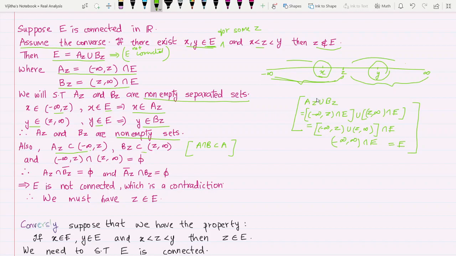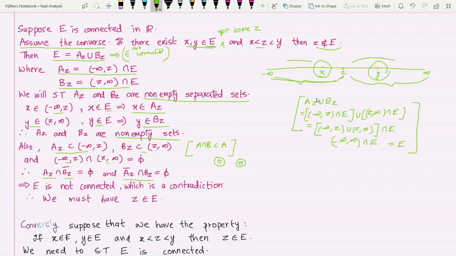Since the intersection of (minus infinity, z) and (z, infinity) is the empty set, and Az and Bz are subsets of these, their intersection is empty. Also the intersection with the limit points is empty. That is, we can say that Az intersection closure of Bz is empty, and also closure of Az intersection Bz is empty.